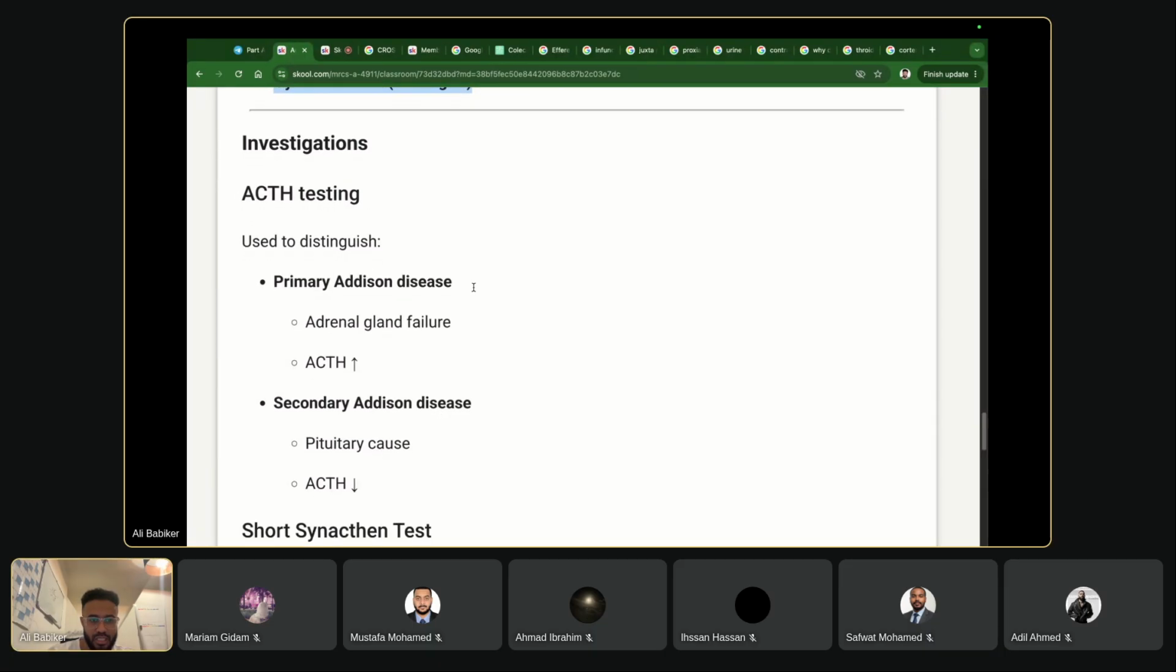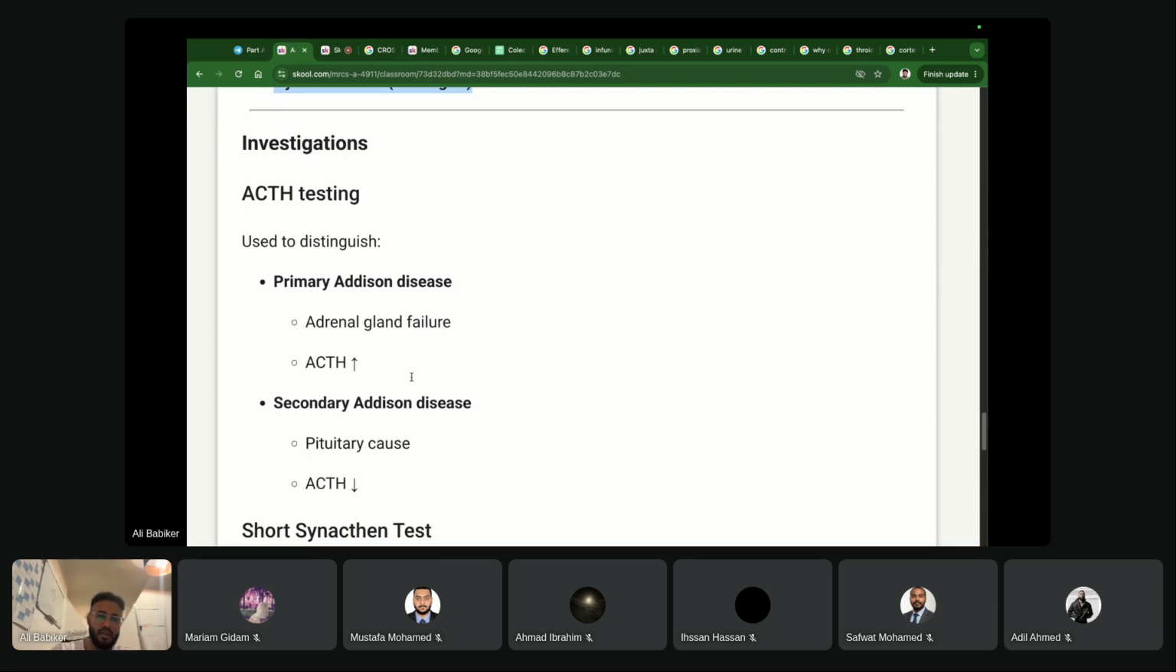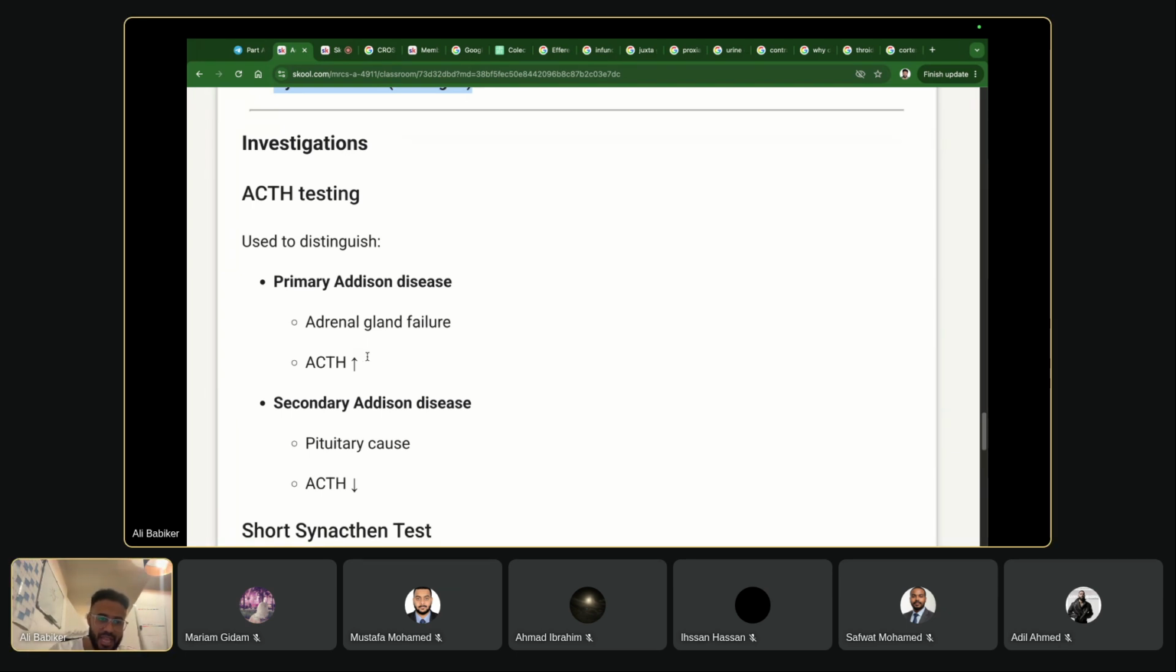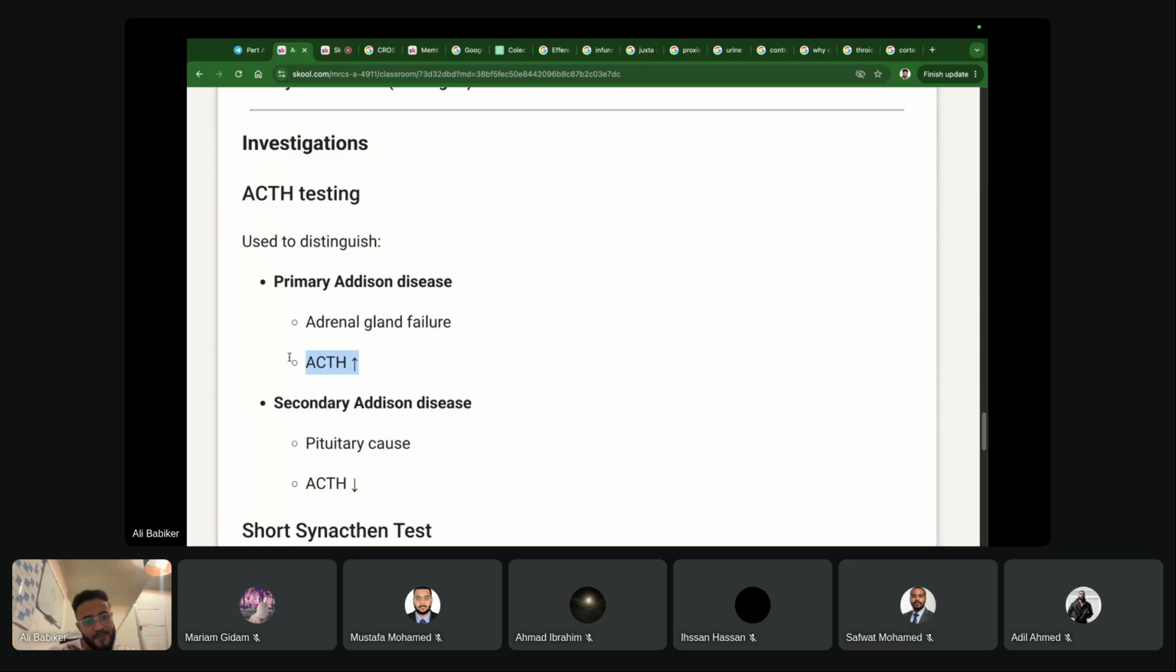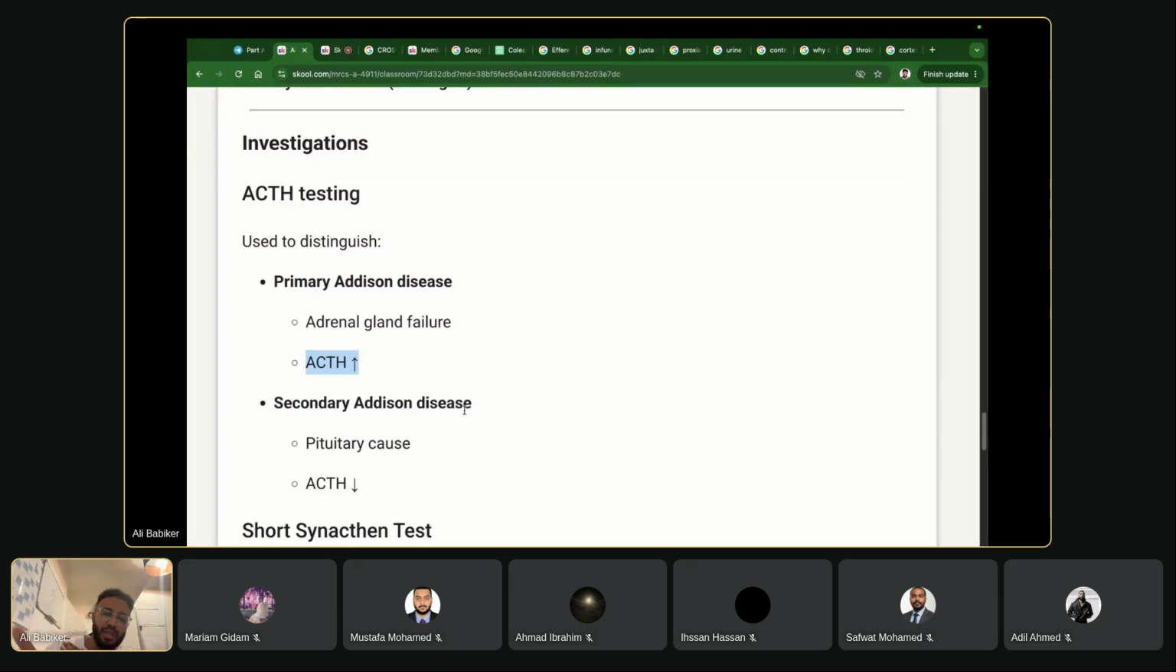What do you mean by primary Addison disease? Primary Addison disease means the problem is in the adrenal gland. Secondary Addison disease means the problem is in the pituitary gland. If you measure the ACTH and you find it high, that means the problem is in the adrenal gland. The adrenal gland is not working, and the pituitary is producing a lot of ACTH to activate it. Secondary Addison disease means that the pituitary is not producing ACTH to begin with. That's why your adrenal gland is not working.